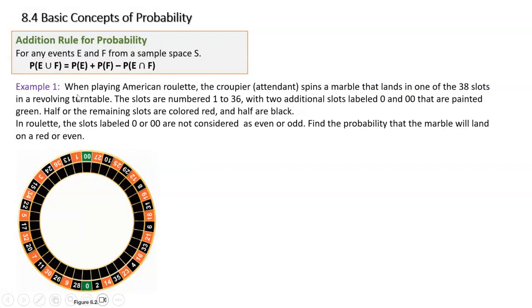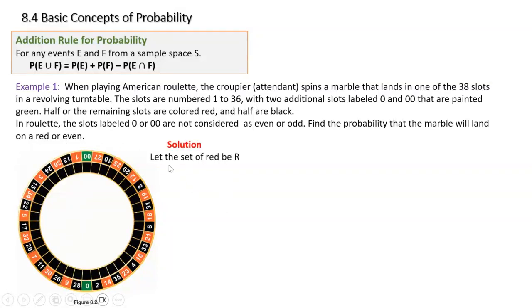Okay, example number 1. When playing American roulette, the croupier spins a marble that lands in one of 38 slots in a revolving turntable. The slots are numbered 1 through 36, right? There's 1 through 36 here on the roulette table, with 2 additional slots labeled 0 and 00 that are painted green. Here they are, the green ones. Half of the remaining slots are colored red and half are black. In roulette, the slots labeled 0 and 00 are not considered as even or odd. Now here we go. Find the probability that the marble will land on a red or an even.